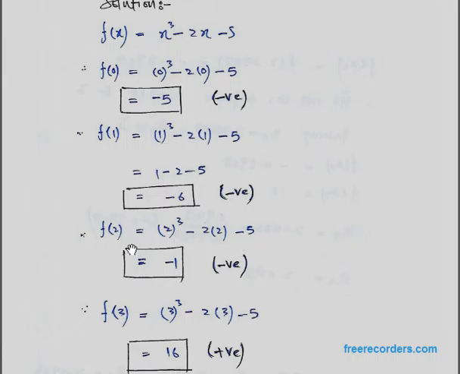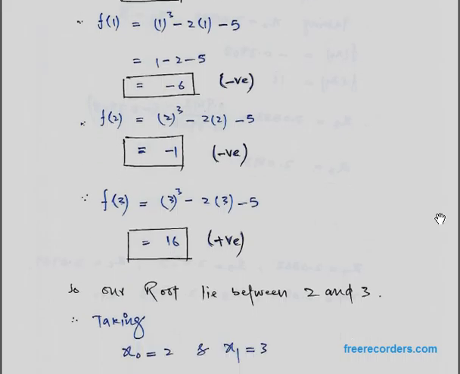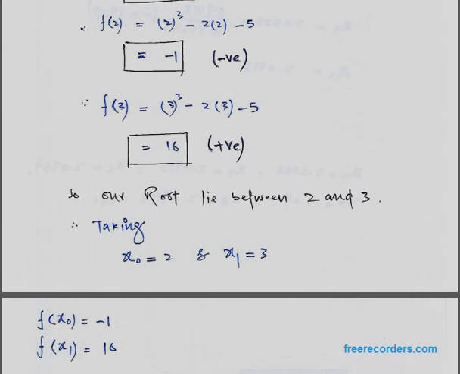So using the next guess value, 2, we got the answer as minus 1, which is negative. At 3 we got 16, which is positive. So we can say that now our root lies between 2 and 3. By using x0 equal to 2 and x1 equal to 3, we got f of x0 equal to minus 1 and f of x1 equal to 16.